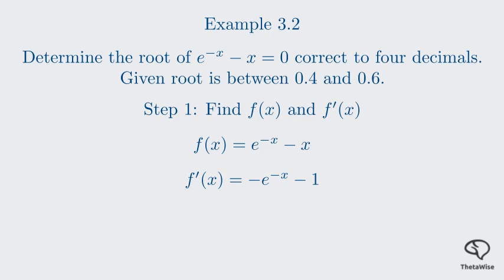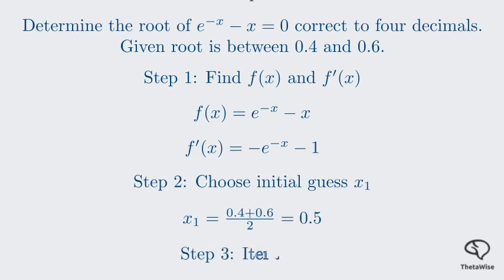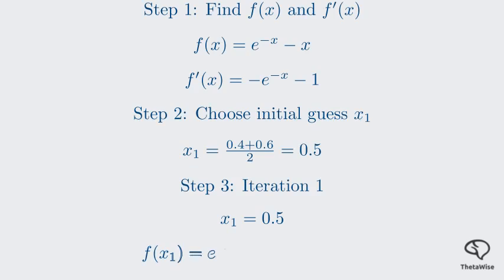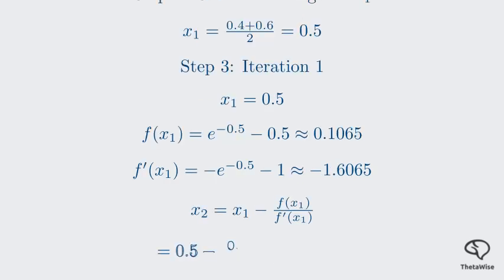Step 2 is to choose an initial guess, x1. A good starting point is often the midpoint of the interval we found. So we'll choose x1 to be 0.5. Now we can begin our first iteration. We calculate f of 0.5 and f prime of 0.5. It's crucial to use your calculator's memory function here to keep full precision and avoid rounding errors. For our first iteration, we calculate x2 using the formula. Plugging the values in, we get x2 is approximately 0.5663. This is already a much better approximation.